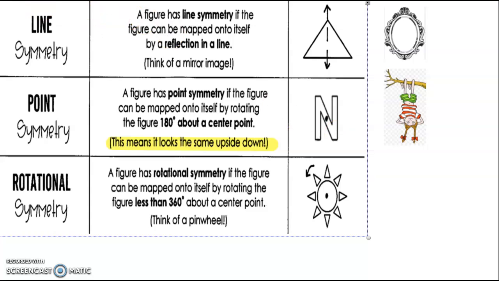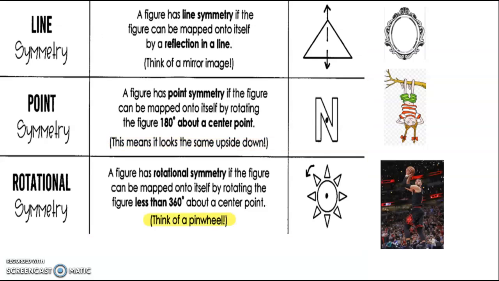And then finally, we've got rotational symmetry. Anything that can be turned less than 360 degrees, I put a 360 here, less than 360 degrees, and looks the same, then it has rotational symmetry. So those are the three: line symmetry, point symmetry, and rotational symmetry. So what we're going to do is take a look at some figures and see if they have 1, 2, 3, or none.